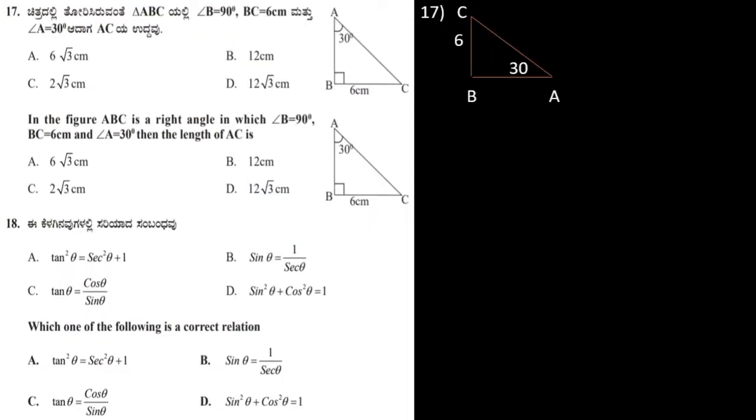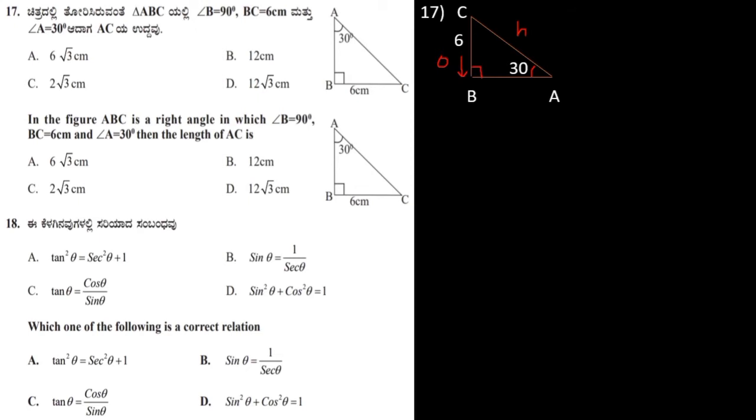17th one. In the figure, ABC is a right angle triangle in which angle B is equal to 90 degrees, BC is equal to 6 cm and angle A is equal to 30 degrees, then the length of AC is. Here they gave angle A as 30 degrees, it's upside down, so we need to make it straight. That means we will reverse the triangle, we will get CBA as a triangle, and they gave BC value is 6 and angle A is 30 degrees. They said to find the hypotenuse, that is AC.